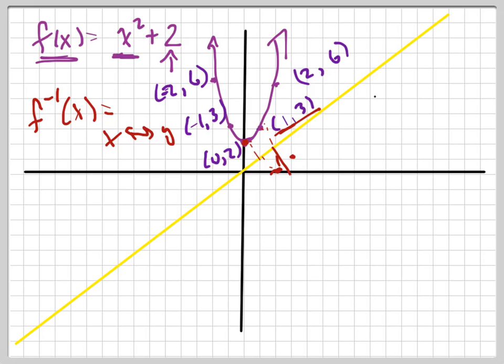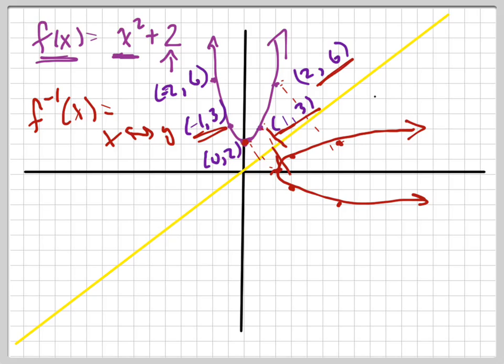So that means it's reflected. See how it's reflected? If 2, 6 is on the purple graph, then 6, 2 is on that graph. Now this grid might not be exactly square, so it might not look like a perfect reflection, but you get the idea. If negative 1, 3 is on my purple graph, then 3, negative 1 is on my other graph. And if negative 2, 6 is, then 6, negative 2 is. You see how I've reflected all those points? So that is my reflected graph.